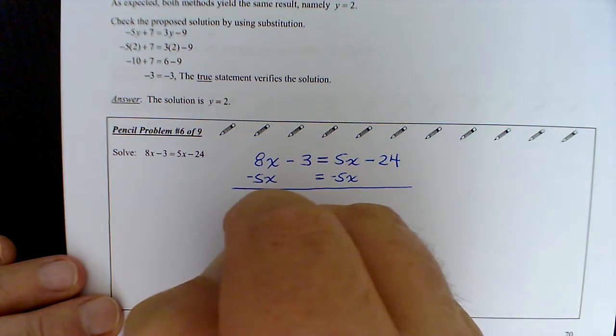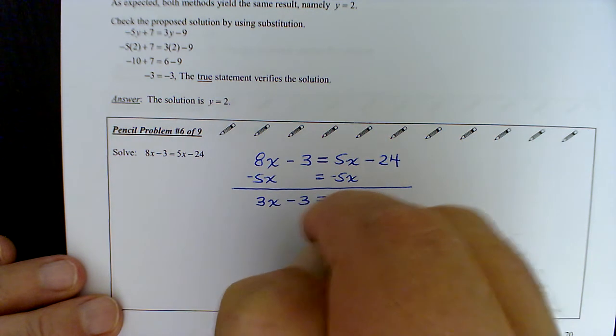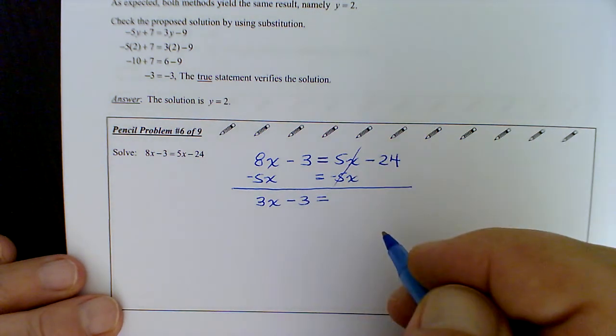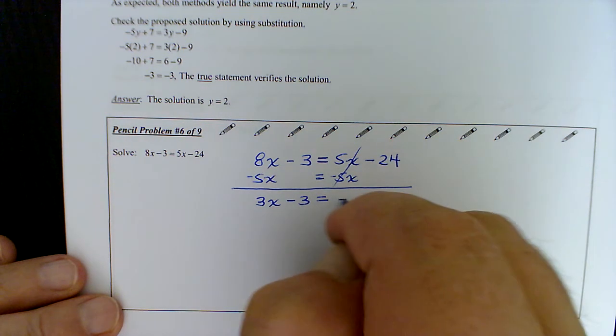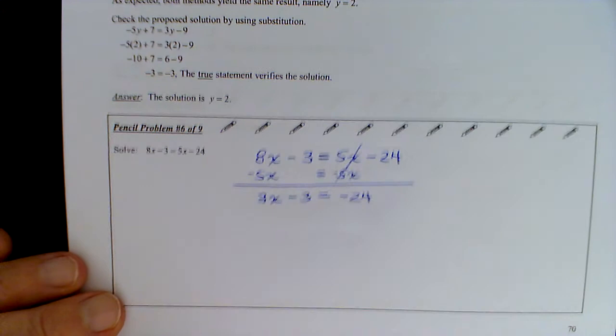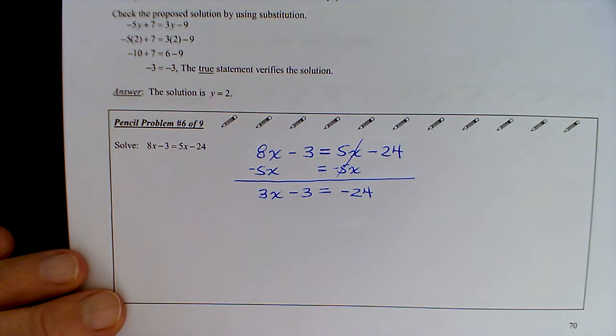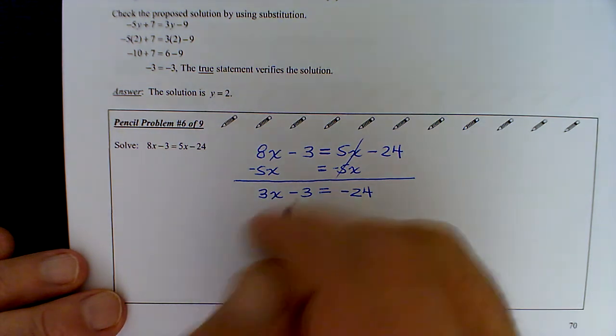And then 8x minus 5x gives us 3x, and we just bring down the negative 3, line up the equals, the 5x's go away, no need to write a 0 there, just bring the negative 24 down, and tuck it right next to the equal sign. And now notice that we have our two-step problem. That is, variable and constant equals a number, isolating the variable.